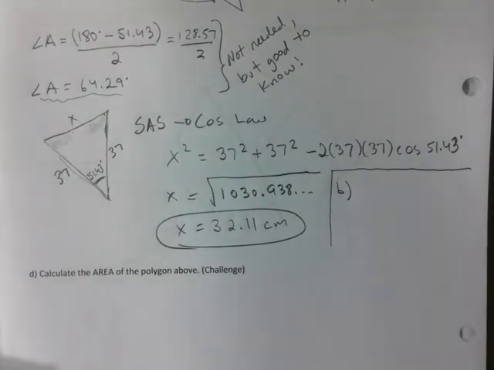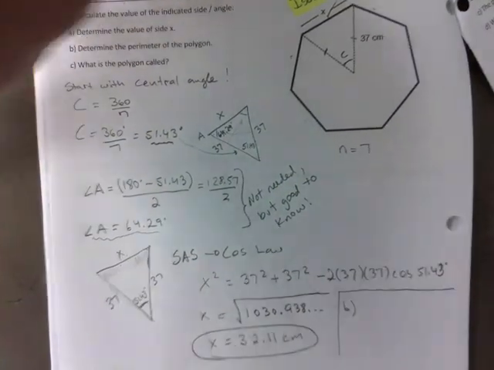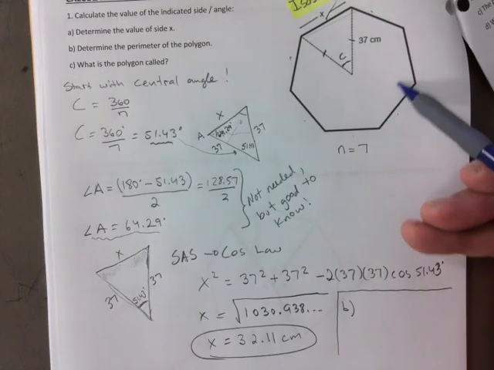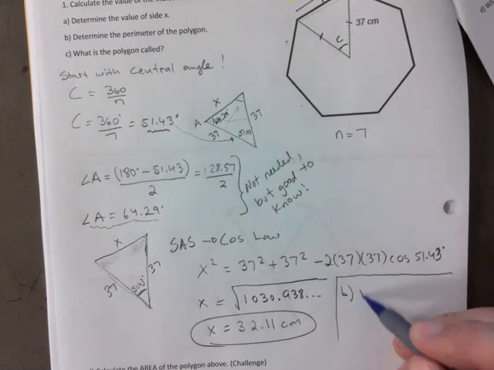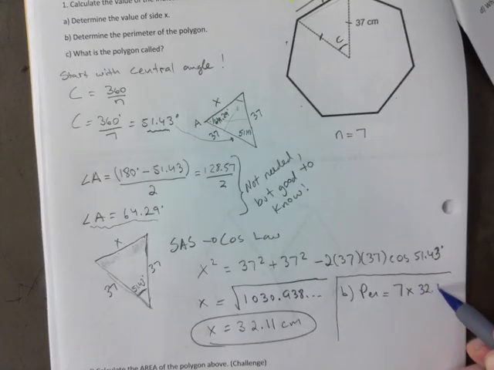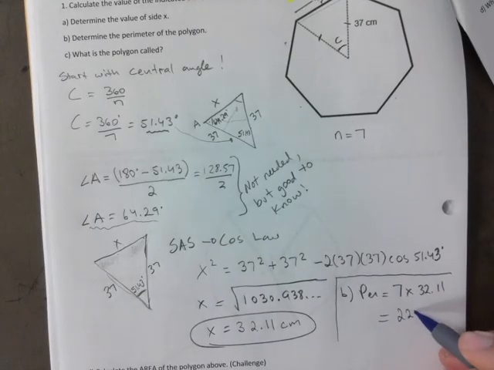So what would be the perimeter of this 7-sided polygon? If one of the sides is 32.11, how many sides does it have? 7. Just go this times 7, okay? Perimeter is 7 times 32.11. That's 224.77 centimeters.